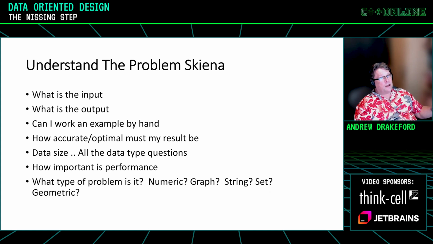An alternative to understanding the problem, from Skiena's book, is: what's the input, what's the output? Can I do a worked example by hand? How accurate or optimal must the result be? You don't want to oversolve. How big is the data? There's also a whole load of data questions. How important is performance? What type of problem is it? Is it numeric, graph, string, set, geometric?